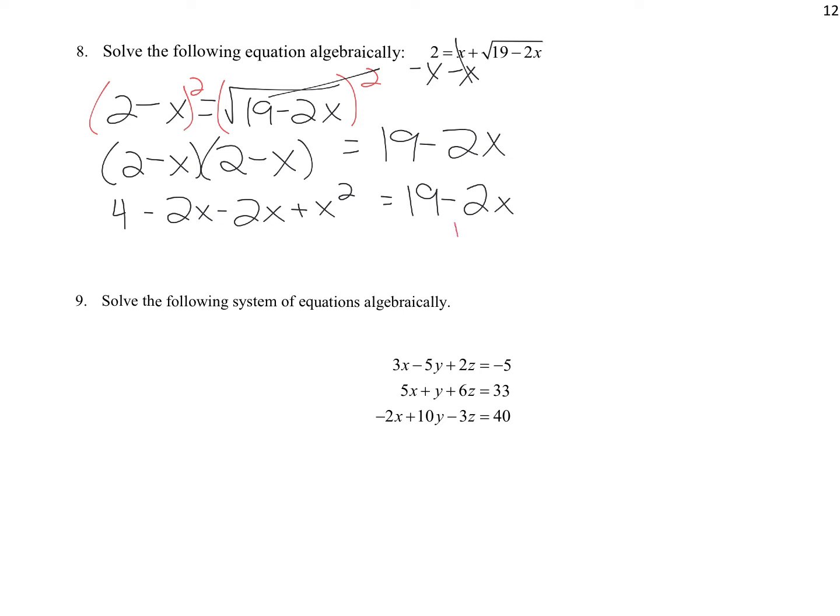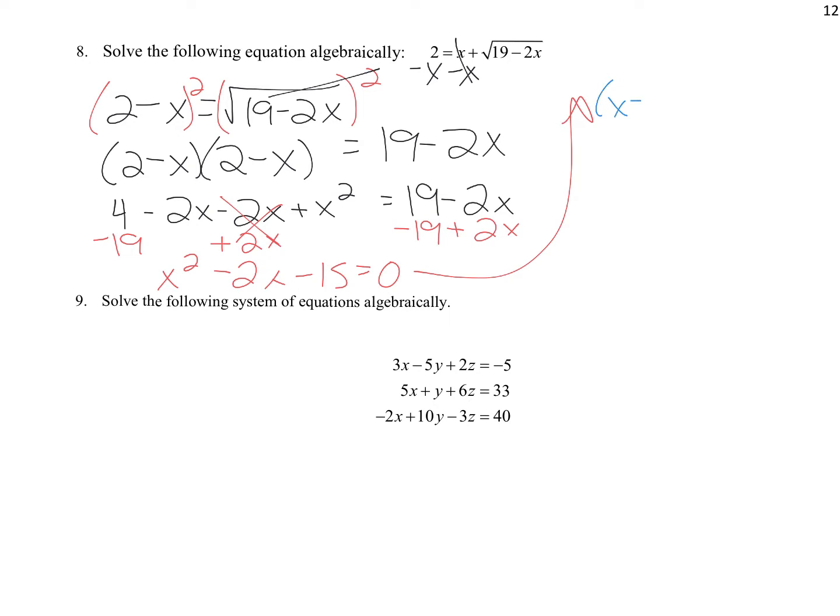So I'm going to bring over the 2x and the 19. I'm also going to combine like terms in the middle. So putting my x squared first, I have x squared minus 2x, and then minus 15 equals 0. Moving over here, we'll factor.